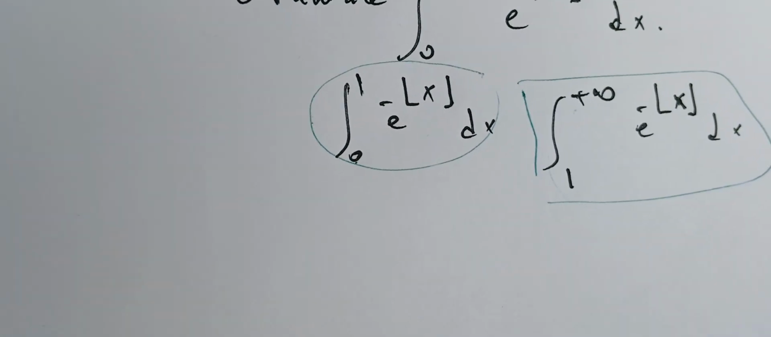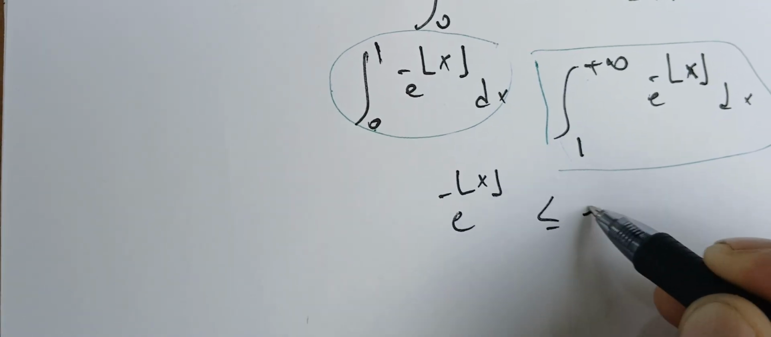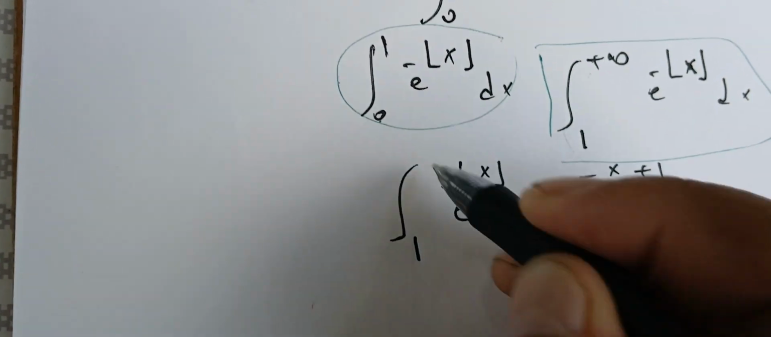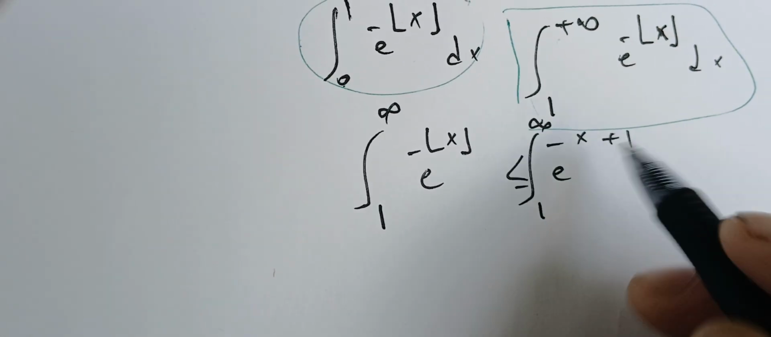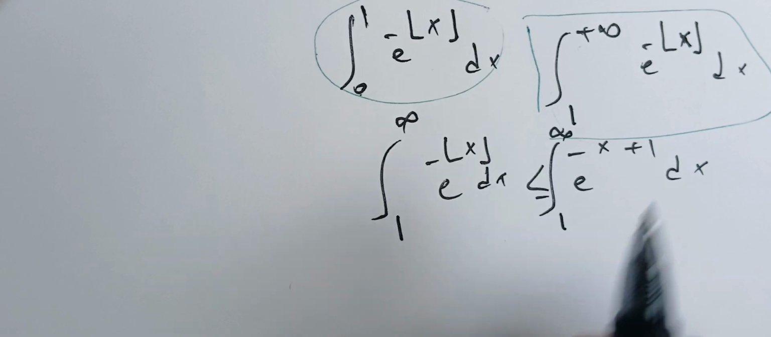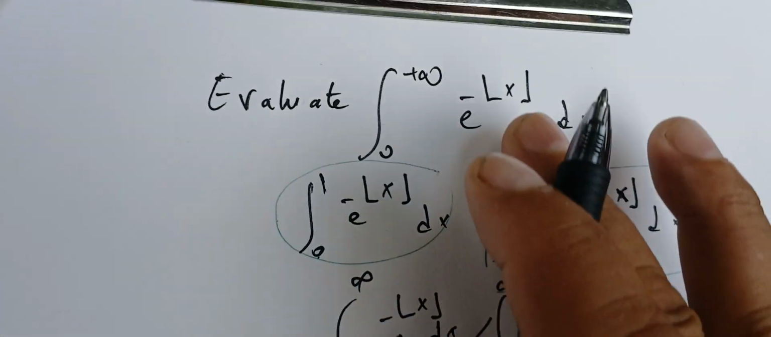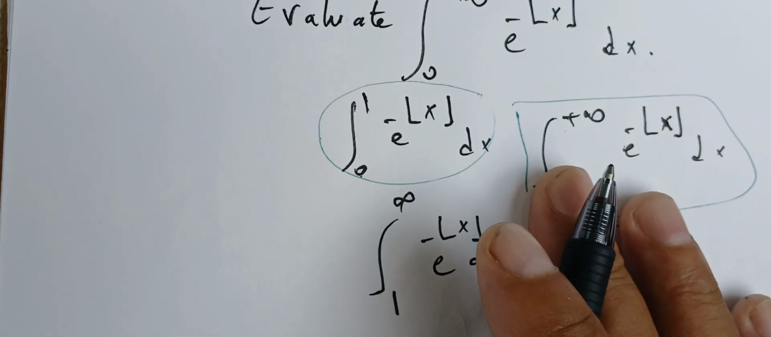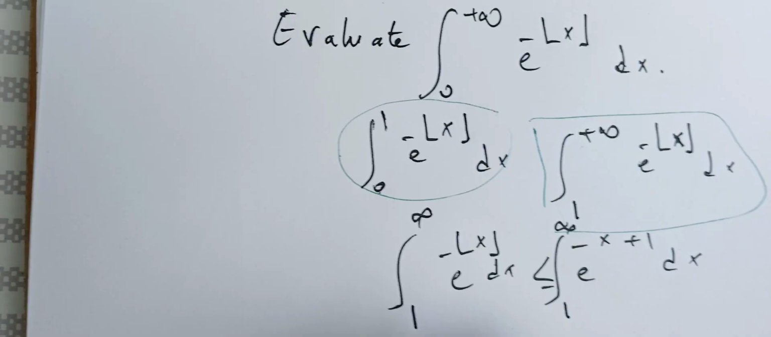So the key idea here is that e to minus the floor of x is less than e to minus x plus 1. And if we integrate between 1 and plus infinity, we see that this one is convergent. We don't need to evaluate that. We can compute it exactly, and therefore by the comparison test this one is convergent. So our integral here is convergent. So that's what we have to do. We can't just compute this one. We need to prove that it does exist.